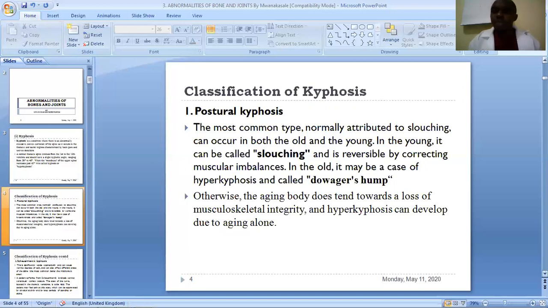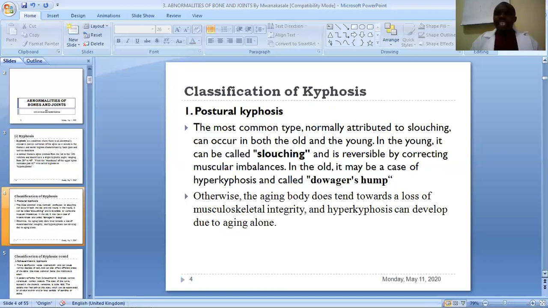I hope through your anatomy, you still recall that there are ligaments that hold the spine in that position, like the anterior longitudinal ligament, also the posterior longitudinal ligament. There's also the ligamenta flava. There's also the sacrospinalis muscle. Once those muscles are weakened, out of poor posture when someone is seated or standing, that person can develop postural kyphosis. In children, it can be called slouching. In the old, it may be called Dowager's hump.